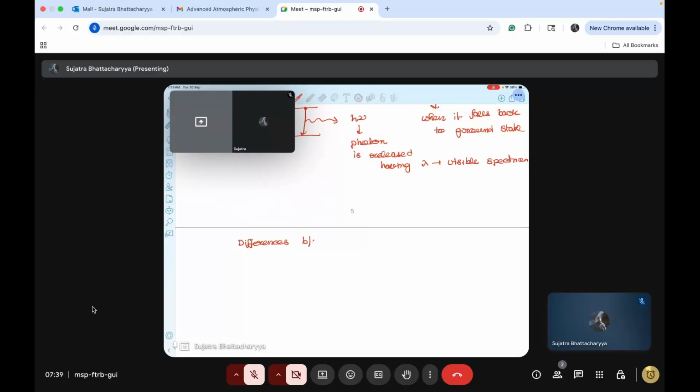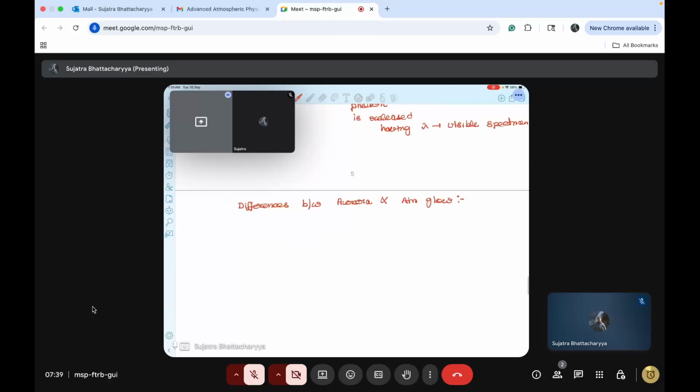Differences between aurora and airglow. These are a couple of differences which I will note down. So one is that airglow can be seen globally, but aurora is local to the polar regions.